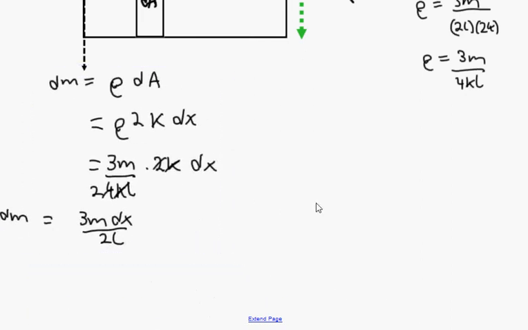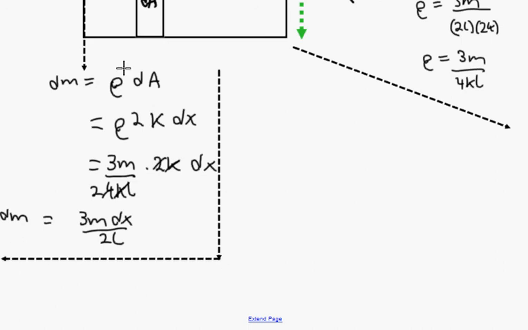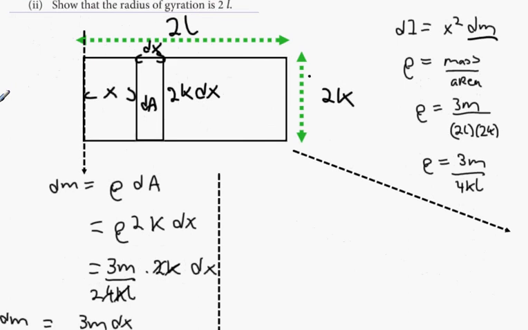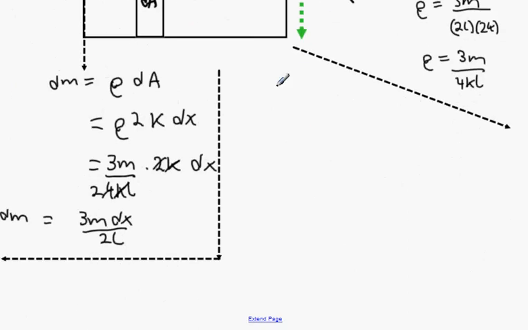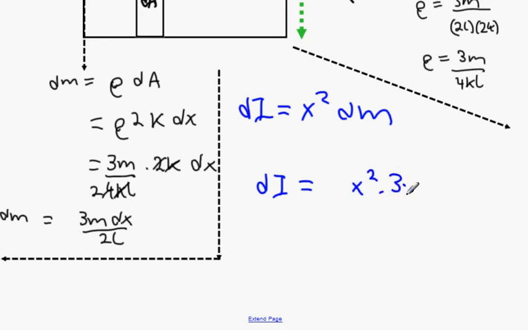Okay, so that's over there, a nice neat little package. That's the dm sorted, right? So that little part there is the dm. Alright, next thing I gotta do is sort out where I originally started, with the dI equals x squared dm. dI now equals x squared times 3m dx all over 2l.